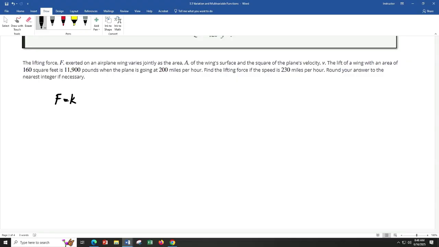There is some universal constant working in the background to make sure everything always works. And then we've got area. It tells me, hey, area. And then what am I multiplying by? The velocity. What does it say? Square. Square, exactly. The square of the velocity.